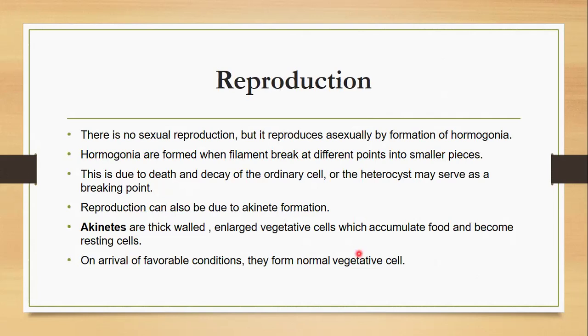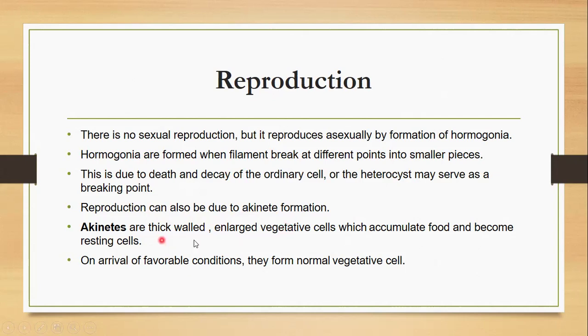The reproduction of Nostoc is asexual. Sexual reproduction is absent in Nostoc, but it reproduces asexually by formation of hormogonia. Hormogonia are formed when the filament breaks at different points into smaller pieces. This is due to the death and decay of ordinary cells, or the heterocyst may serve as the breaking point. Reproduction can also occur through akinete formation.